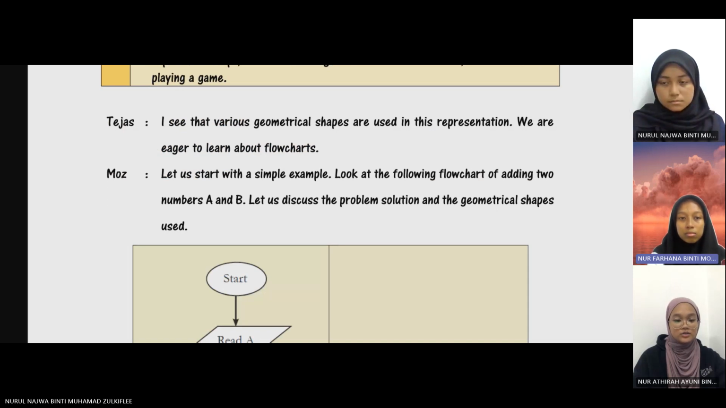I see that various geometrical shapes are used in this representation. We are eager to learn about flowcharts. Let us start with a simple example. Look at the following flowchart of adding two numbers A and B. Let us discuss the problem solution and the geometrical shapes used.